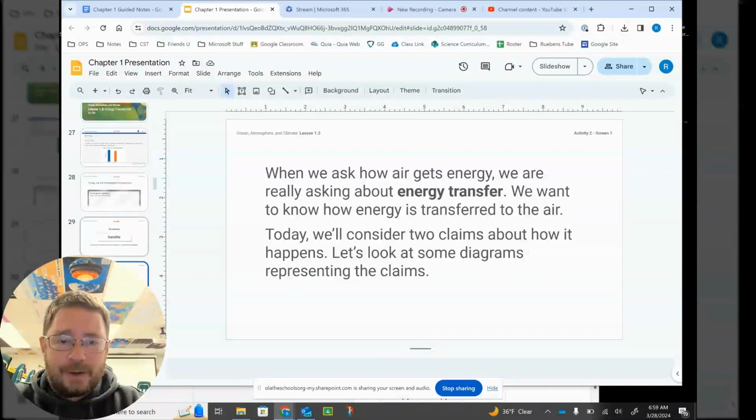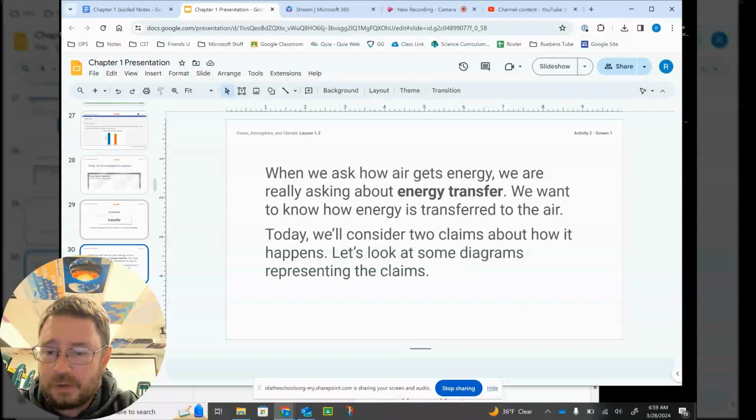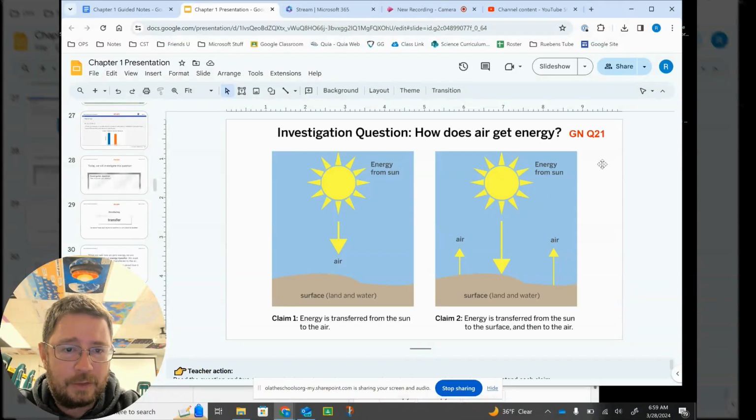So, when we ask how air gets its energy, we are really asking about energy transfer. We want to know how energy is transferred to the air. Today, we're going to look at two claims about how it happens. Let's look at two diagrams representing the claims.